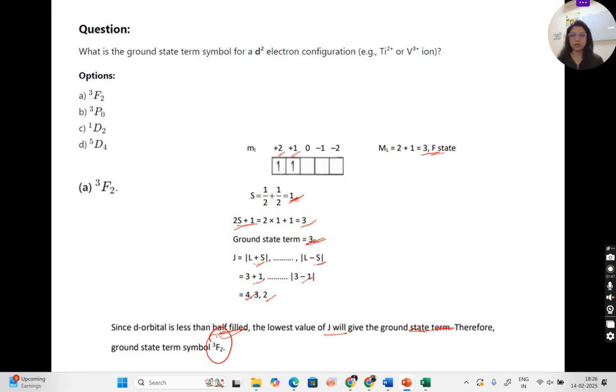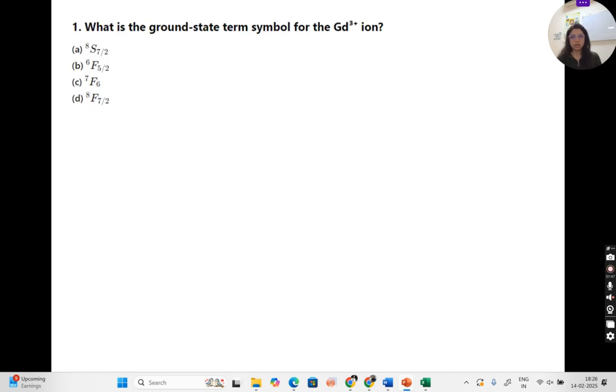So moving forward, I have a similar question. What is the ground state term symbol for the Gd3+ ion? I'm giving a hint here. That's why we study lanthanides, because gadolinium, which we just now studied, is a lanthanoid. Also giving one more hint.